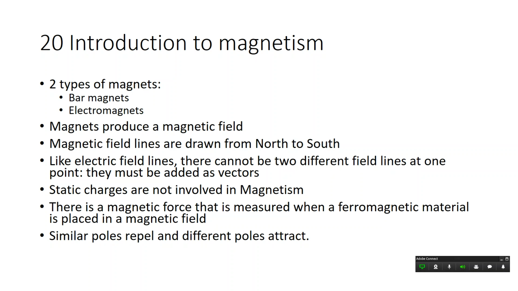You get magnetic force when you put something that can be magnetized in a magnetic field, and then it feels a force. Obviously, this is one of those things that you know from when you're kids. Similar poles repel, and opposite poles attract. So the North Pole attracts the South Pole, and the North Pole and the North Pole repel each other.